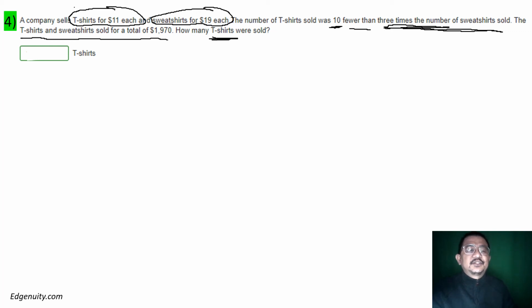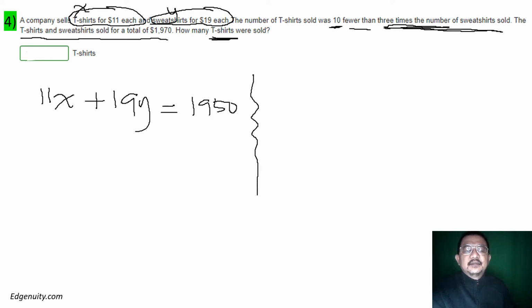So let's call the t-shirts the X and the number of sweatshirts the Y. All right, so we could identify. Remember, you need to make two equations. So let's start with 11X plus 19Y. If you add them up, the sales should be 1,970. All right, but we need the second equation. Okay, where did we get this? There. We need the second equation, and this will help us to make the second equation.